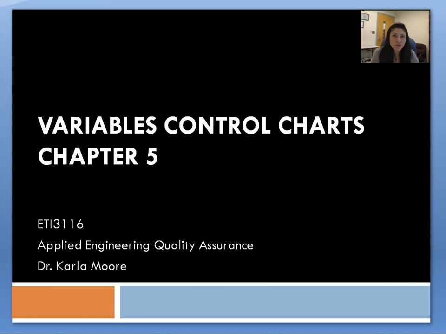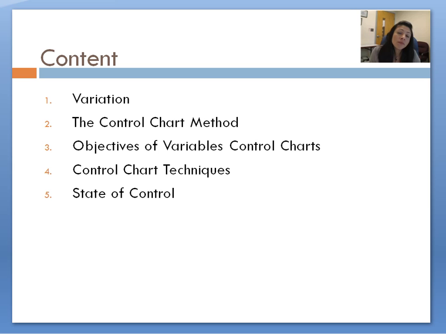Variable Control Charts, Chapter 5. In this chapter, we're going to review the concept of variation. We are going to understand the control chart method, its objective, and the control chart techniques, and understand the state of control concept.